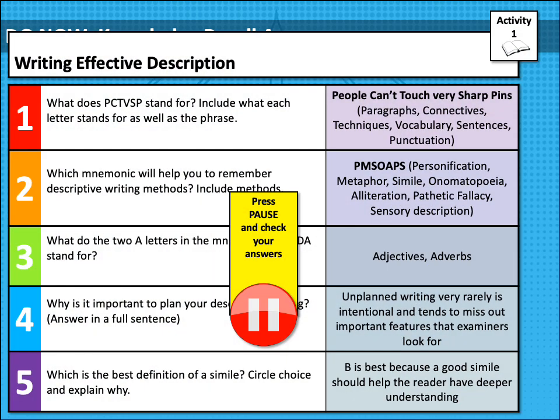Let's see how you did. Well, the mnemonic PCTVSP stands for people can't touch very sharp pins, and of course each of those words stands for the most important thing that you've got to remember, which is what the examiner is going to be looking for when they assess your writing. Paragraphs, connectives, techniques, vocabulary, sentences and punctuation.